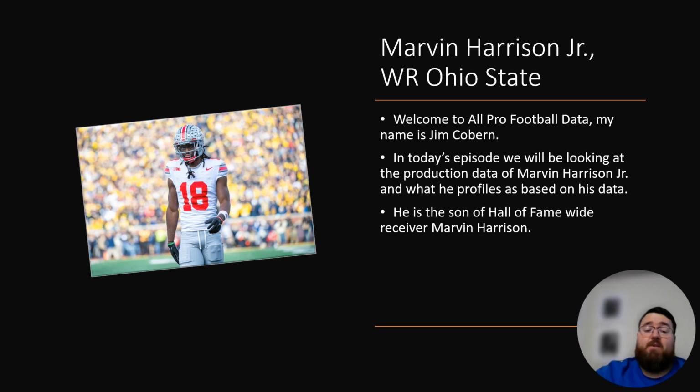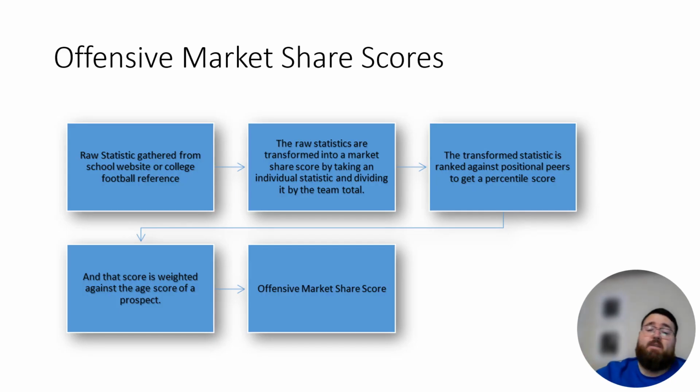Well, to find out, you have to look at offensive market share scores. For those that are new to the channel, new to the work that I do, you take a raw statistic gathered from a school website or college football reference. You take that raw statistic and transform it into a market share score by taking an individual statistic and dividing it by the team total. This transformed statistic is ranked against positional peers to get a percentile score, and that score is weighted against the age score of a prospect to give you the offensive market share score.